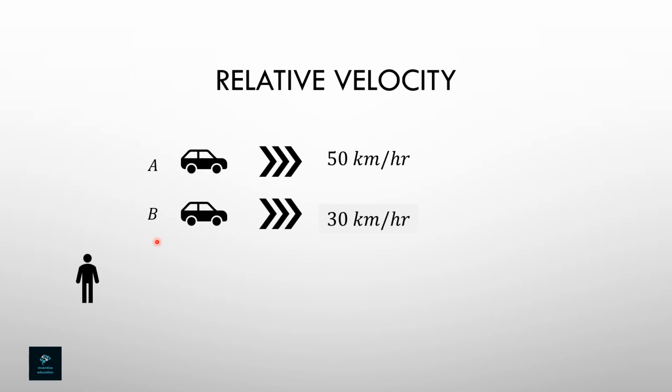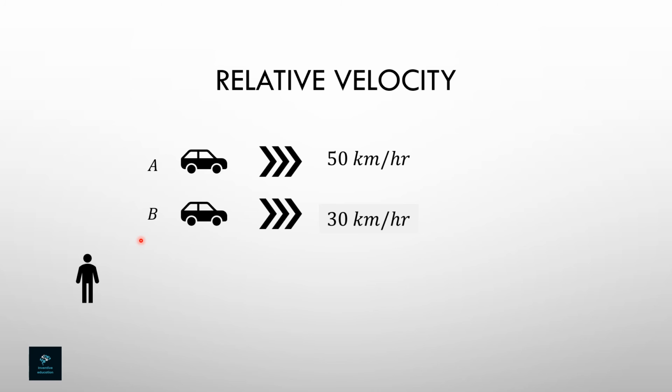Now suppose that car B is moving at 30 km per hour. In this case, car A will move ahead of car B. The observer sitting in car A will see that car B is moving backwards. If he calculates the velocity of car B, he will find that its velocity is minus 20 km per hour. For an observer sitting in car B, car A moves ahead.